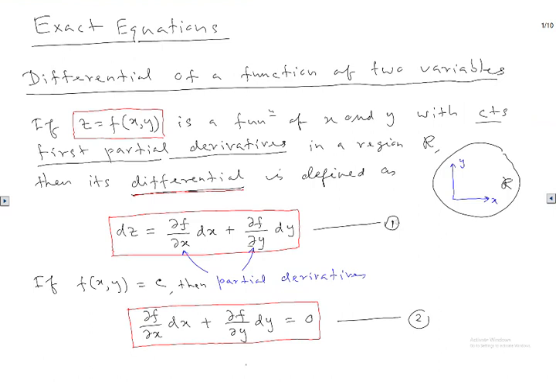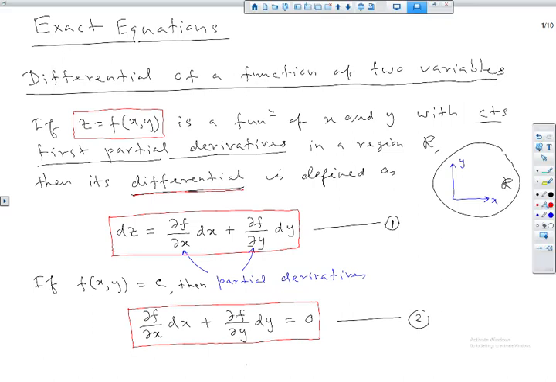So this is equation number 1. Equation number 2 is the differential. Equation number 1 is the differential. Equation number 2 is what happens if the function is a constant. So it's a consequence. It's not always a consequence of this.